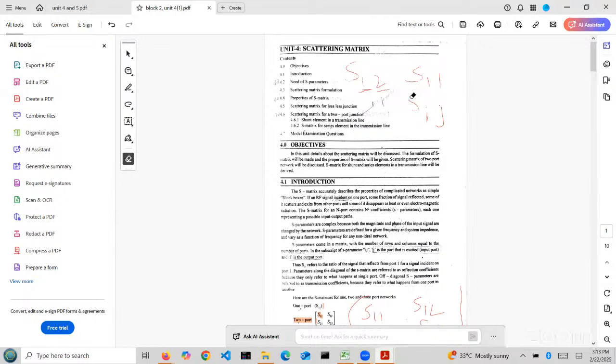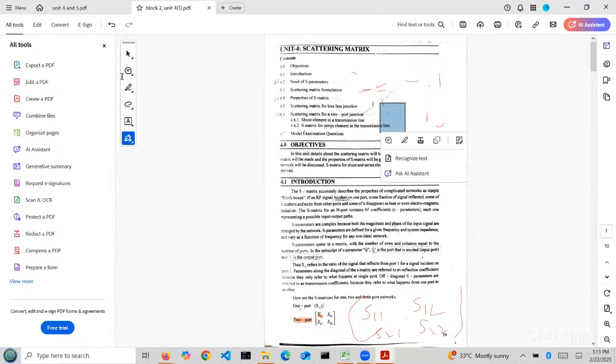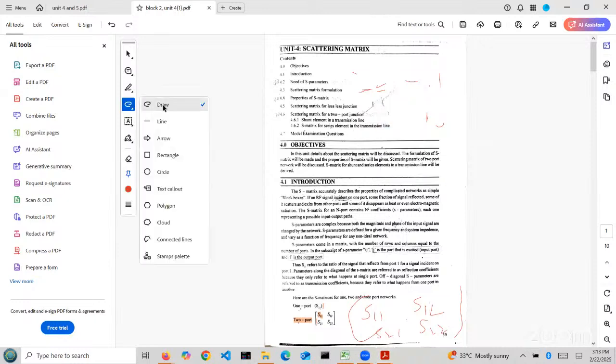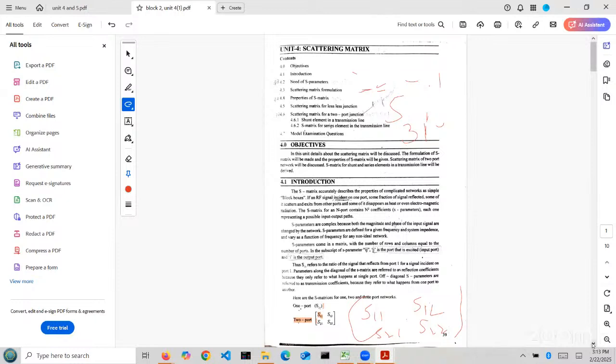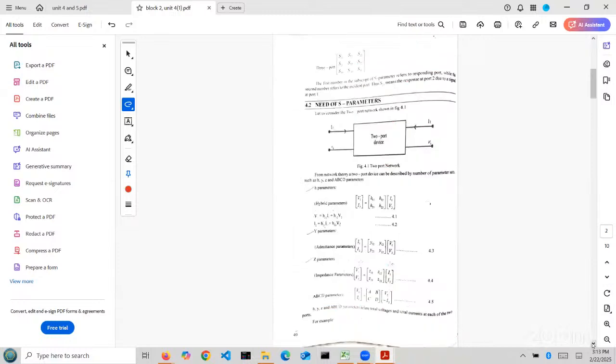Suppose I am taking another matrix S31. In this S31, which is the input port, which is the output port? In the S31 matrix, 3 represents the input port, 1 represents the output port. Using this way, now we will go further.